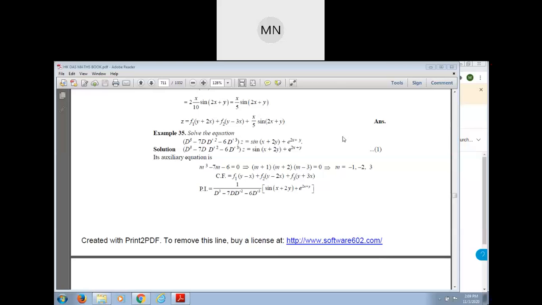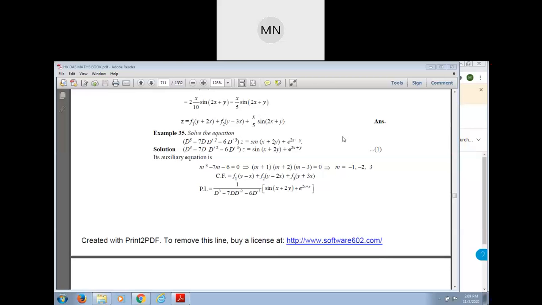In the previous examples we solved for a sine function, where f of x y is given in the form of a sine or cosine function, and similarly for an exponential function like e power thrice x plus y. These types of examples are already discussed. Now this one is sine of x plus twice y plus e power twice x plus y, and for this problem also the method for finding CF is the same.